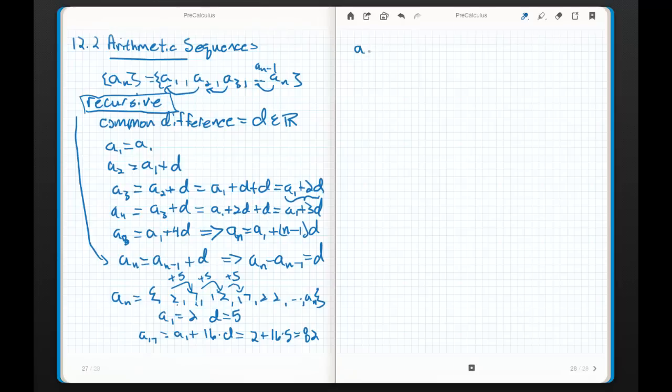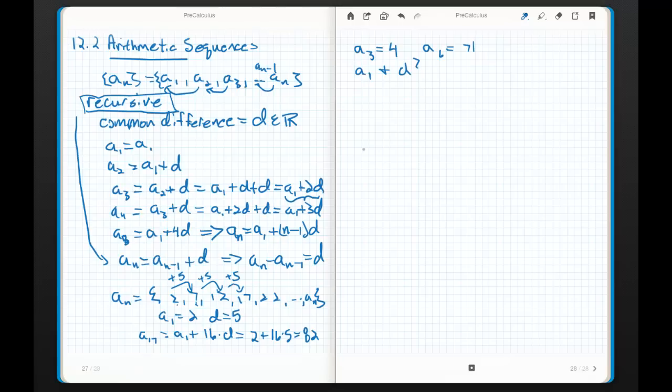What if I know that a sub 3 is 4? There's a specific sequence whose third term is 4, and a sub 6 is 21. All right? Now let's make this 71, so it's less pretty. 71. All right? I want to know what a sub 1 and d are.